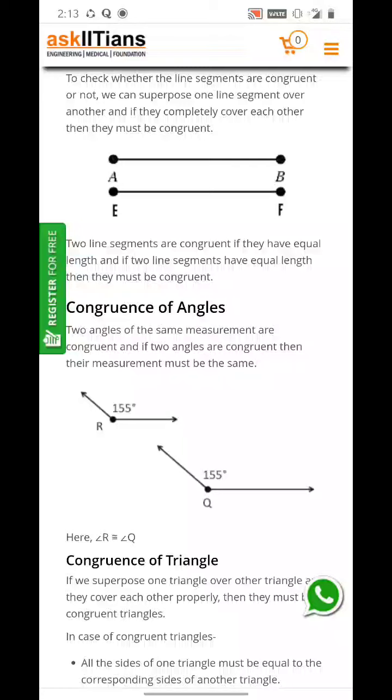For example, here one angle is 155 degrees and another angle is also 155 degrees. Are we going to say that angle R and angle Q are congruent? Yes. But someone can say, sir, you said congruent figures must superimpose each other, and the shape of R is a bit smaller than Q. But if you superimpose one on the other, you will find that the angle is the same. So in angles you have to take the measure, not the length of the arms.